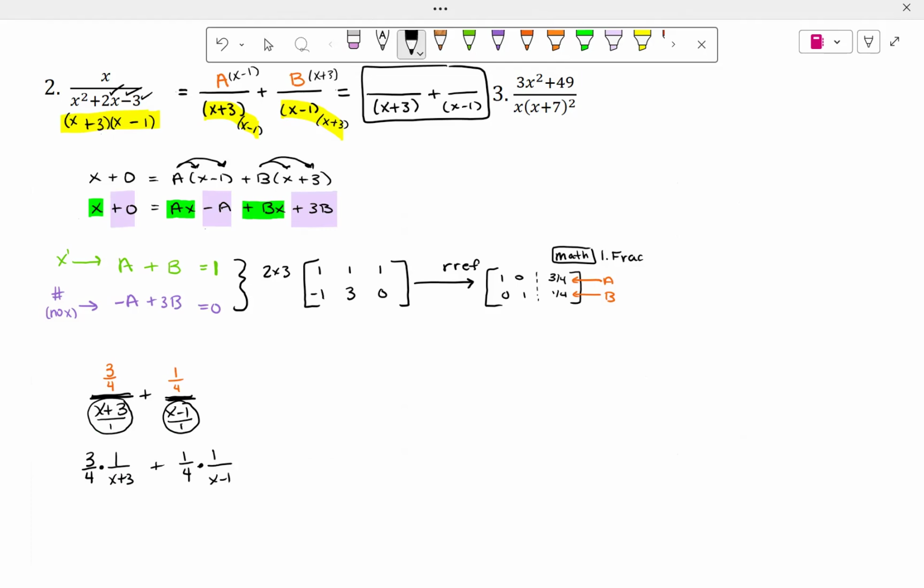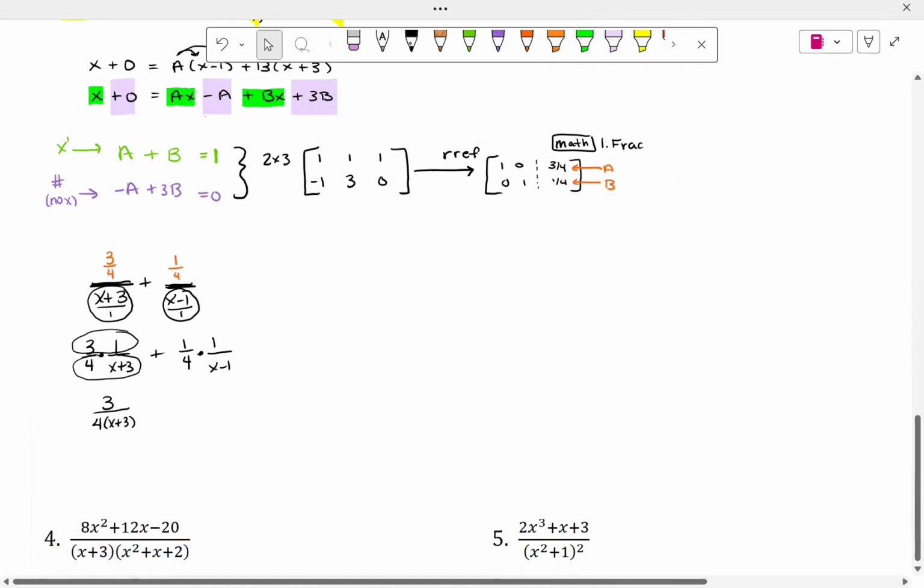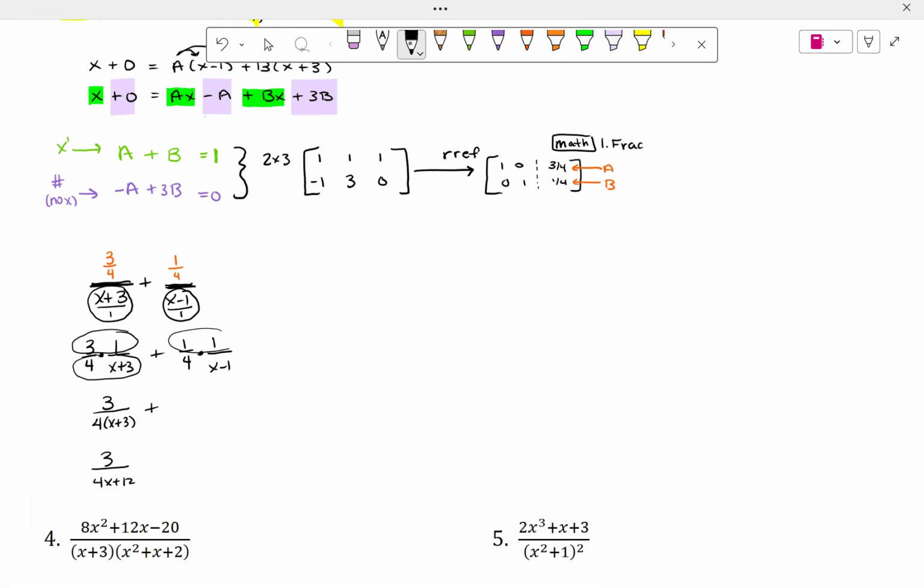And the way we multiply fractions is we multiply the numerators. 3 times 1 is 3. Over denominator, 4 times x plus 3. And you can just write that as 4 times x plus 3, unless it says to simplify. And then you would need to simplify that to 3 over 4x plus 12. I have plus 1 times 1 is 1 over 4 times x minus 1, 4 parentheses, x minus 1. Or I could distribute that to be plus 1 over 4x minus 4.